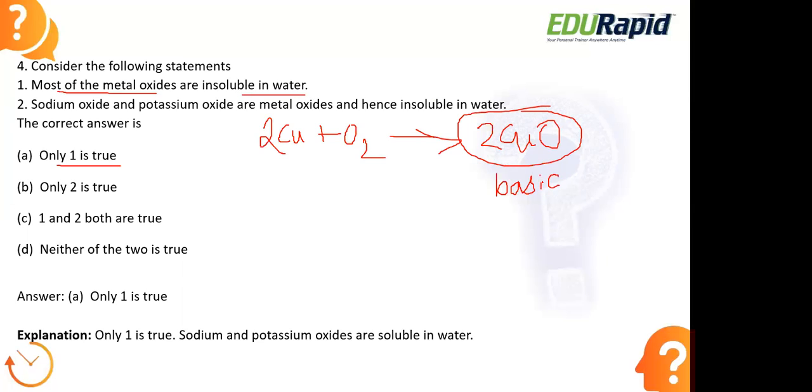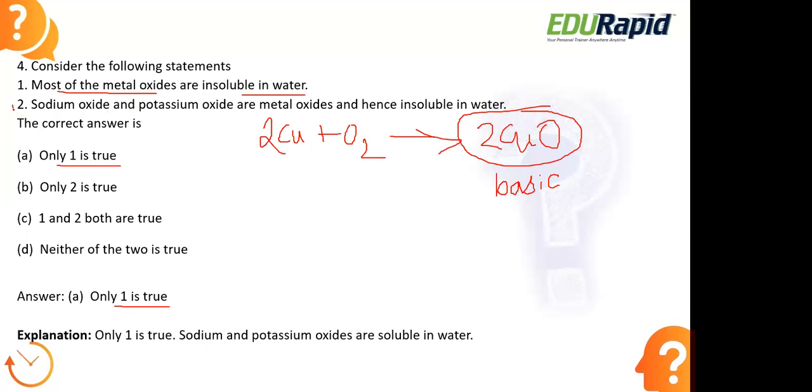Any base, if it is soluble in water, not every base will get dissolved in water, but if a base is dissolved in water, then it can be called an alkali. We will usually call it an alkali if it dissolves in water, but most bases will not dissolve. Only a few of the metal oxides can dissolve. So those can be called bases, right? So here only the first statement is true.